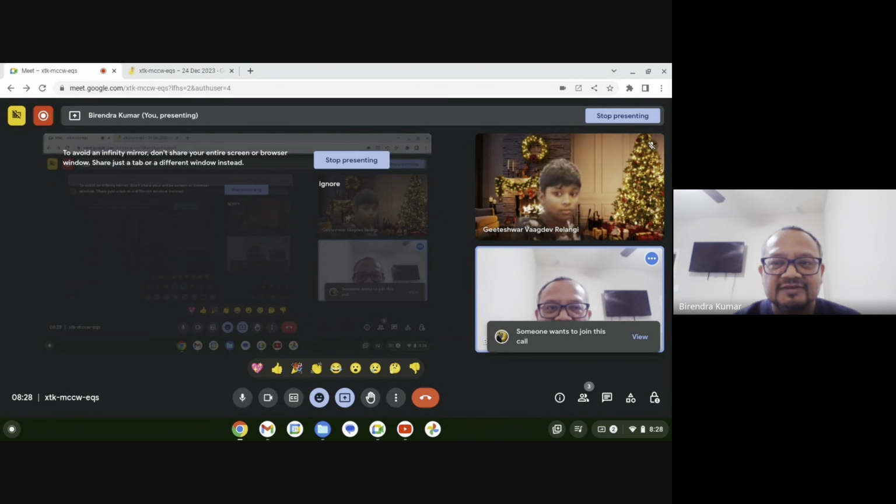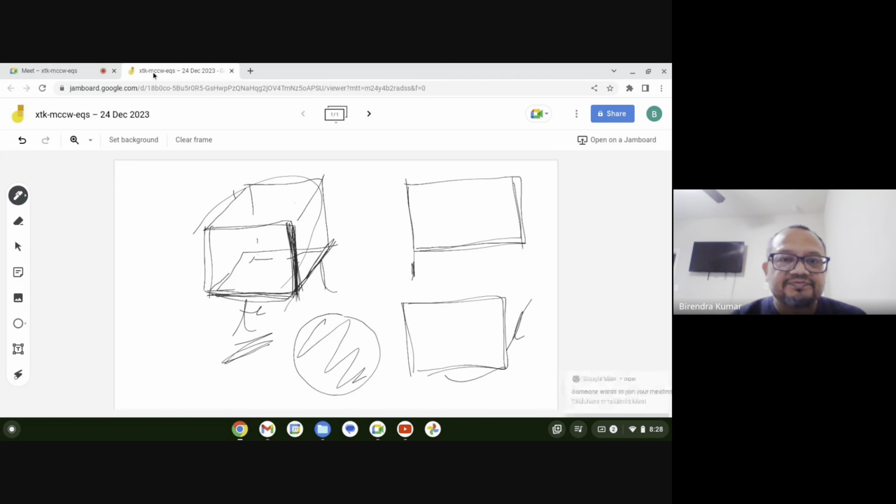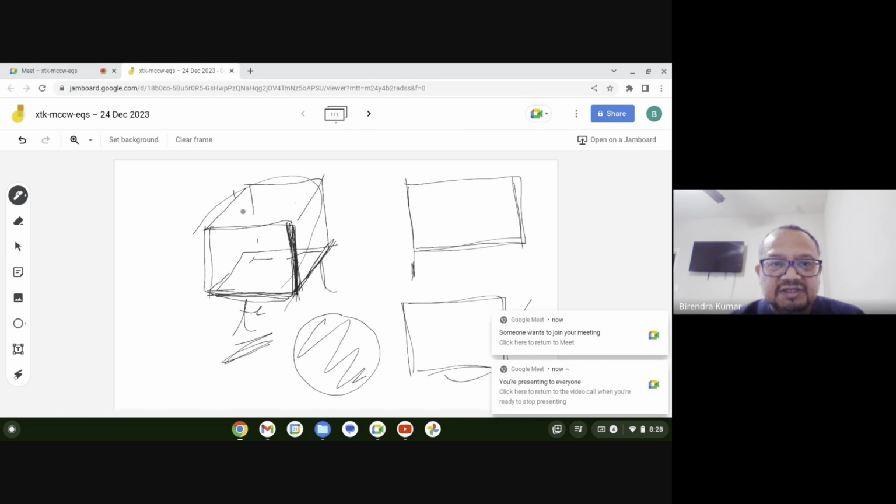Gitesh, is that clear? Okay. So this is called a cube. Now look at another shape.